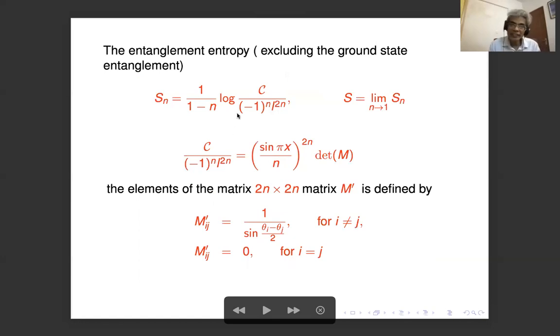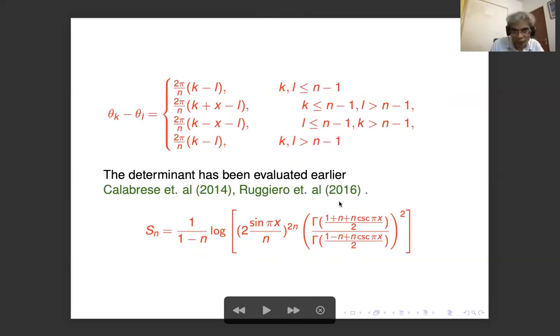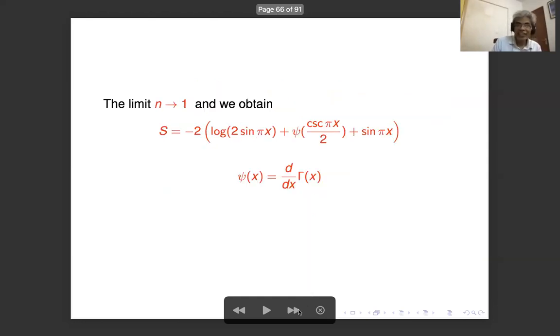You go ahead and you organize all that. It's a complicated correlator, but you can still organize it. And the correlator can be written like this as a determinant, a 2n cross 2n determinant. And so there's a formula. Luckily, this determinant has been evaluated earlier by Calabrese and collaborators. They have evaluated it, and the final formula turns out to be this formula, in which you can take the n going to one limit. That's what's amazing. And you get this nice function.